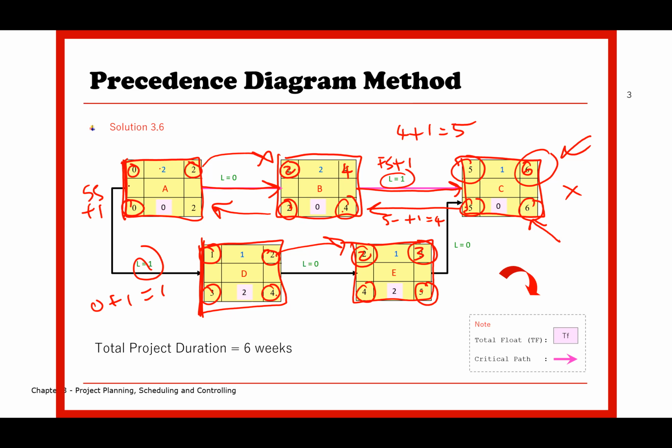Automatically, they are considered critical activities and the critical path. Okay, so always remember, first, the type of activity will influence the calculation, and then the lag and lead will also influence the calculation. At the end of the day, you have to take into account all those things. Only then will you get the right answer.